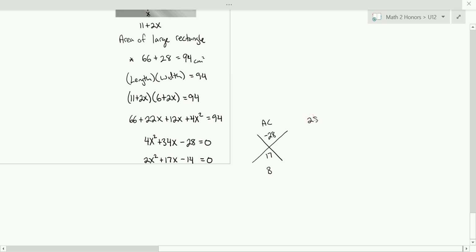Well, 28 is 4 times 7, so that's 2 times 2 times 7 as its prime factorization. And we can make 4 and 7, which doesn't add to 17. Or we can do 2 and 14, which doesn't add to 17. Or we can do 1 and 28, and that still doesn't work.